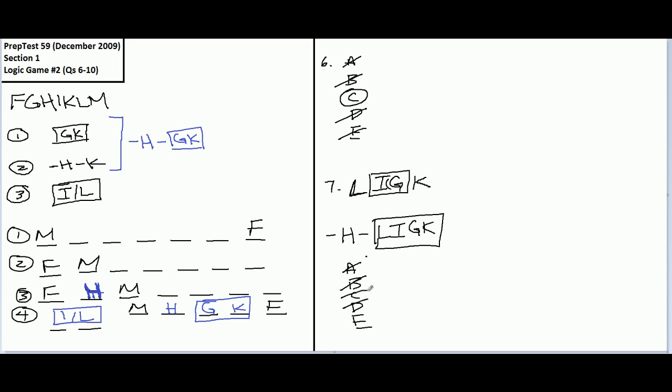And so answer choice E, M is third. Well, why not? Because if we put M here, and we put F here, then 1, 2, 3, 4, 5, 6, 7, M can be third, and all of our rules are satisfied. So answer choice E is the correct answer to question number 7.